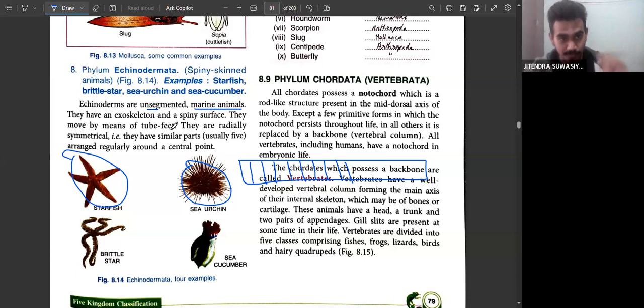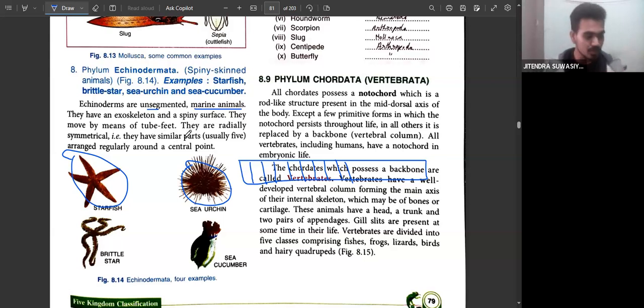So they have an exoskeleton and a spiny surface to hold on to. They have a regular shape, right? They are not amoeba. Amoeba doesn't have an exoskeleton, but they have their exoskeleton. So they can have a regular shape. So they have an exoskeleton and spiny surface on their body. So they move by means of tube feet.